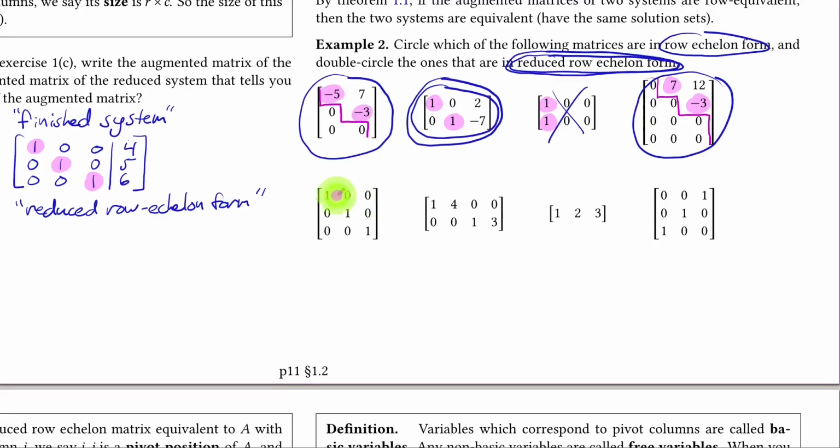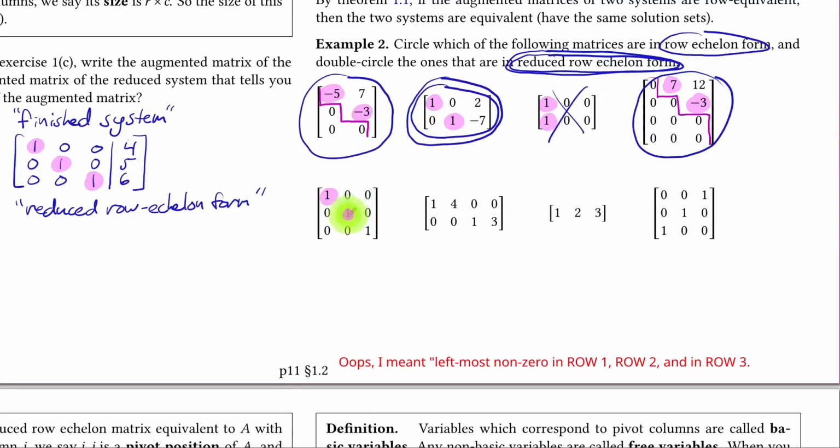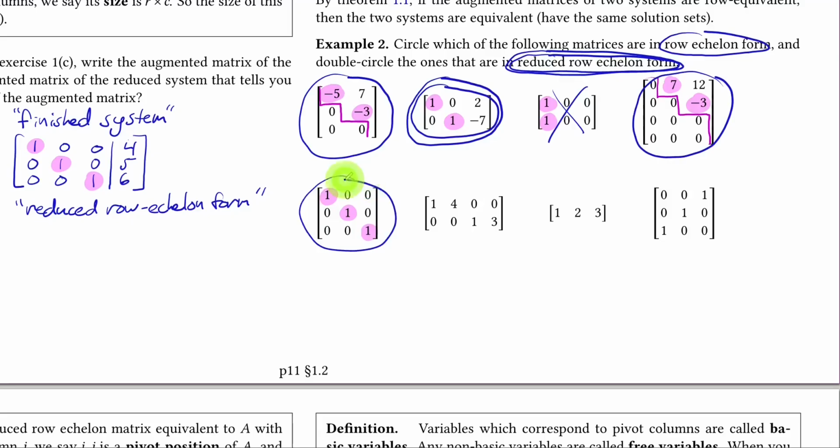Okay, so leftmost non-zero column 1, leftmost non-zero in column 2, leftmost non-zero in column 3. There are your leading entries. Each one is to the right of the one above it. Sounds good. So it's echelon form. And also they're all equal to 1. And everything else in each of these rows is all 0. So yeah, we've got reduced echelon form.